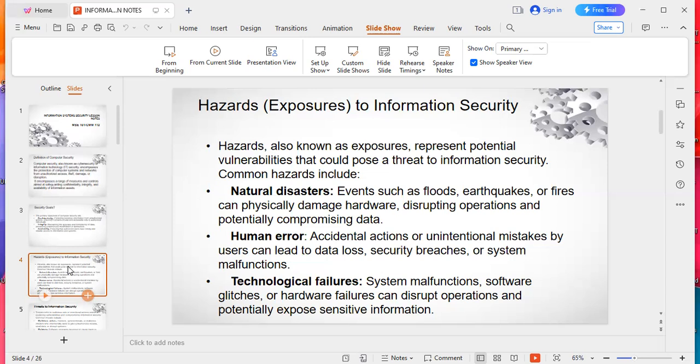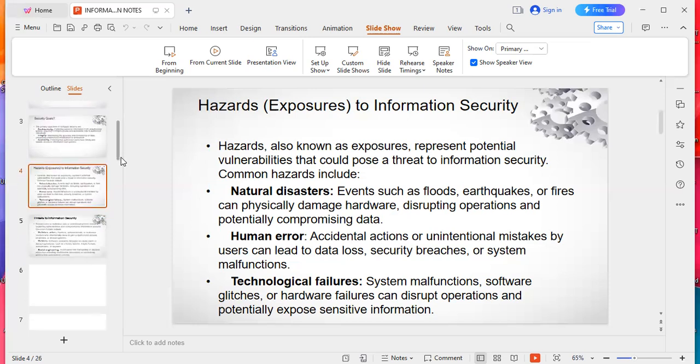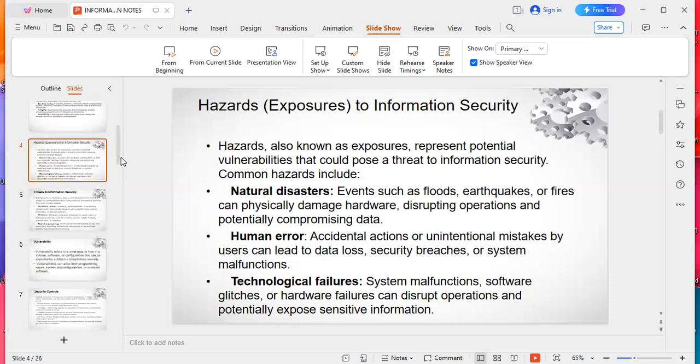Secondly, we have human error. These are accidental actions or mistakes by users like you and me, which can lead to losses such as data loss, security breaches, and of course, system malfunctions. It can make the computer not function properly. Then we have technological failures. These are brought about by system malfunctions, software issues, or even hardware failures. This can disrupt operations and can potentially expose sensitive information.